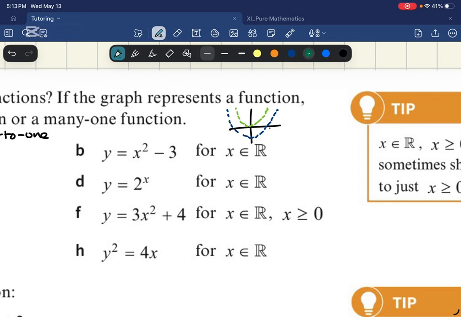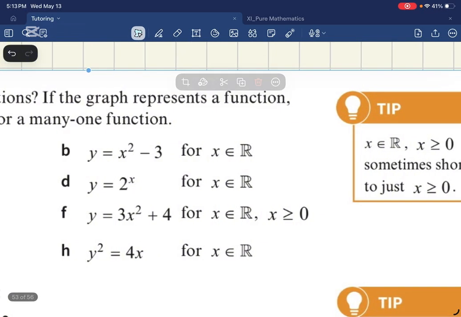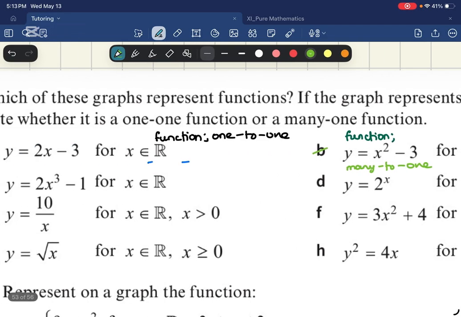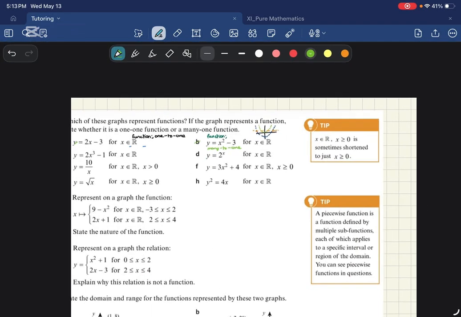If you draw a vertical line, it's going to pass the vertical line test. That means it is a function. Whenever you draw a vertical line, it cuts the curve at only one point. However, if you draw a horizontal line, it cuts the curve at 2 different points. That means this is a many-to-one function. So a is a one-to-one function, and b is a many-to-one function.